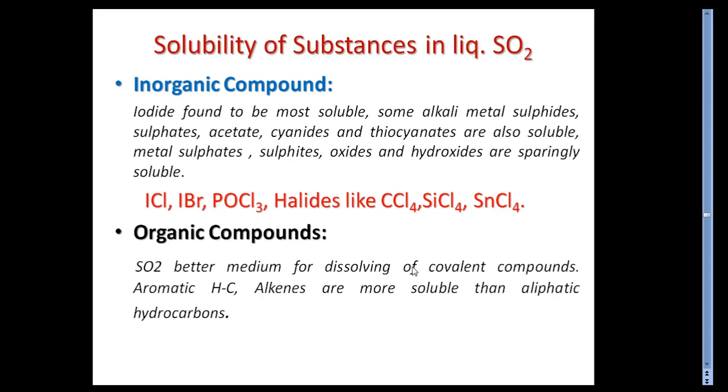Next, in organic compounds, how is solubility associated? Basically SO2 is found to be a better medium for dissolving covalent compounds. Aromatic hydrocarbons and alkenes are comparatively more soluble than aliphatic hydrocarbons. SO2 has also been used as a solvent for carrying out a number of organic reactions. This is the specialty of SO2 as a solvent for organic compounds.